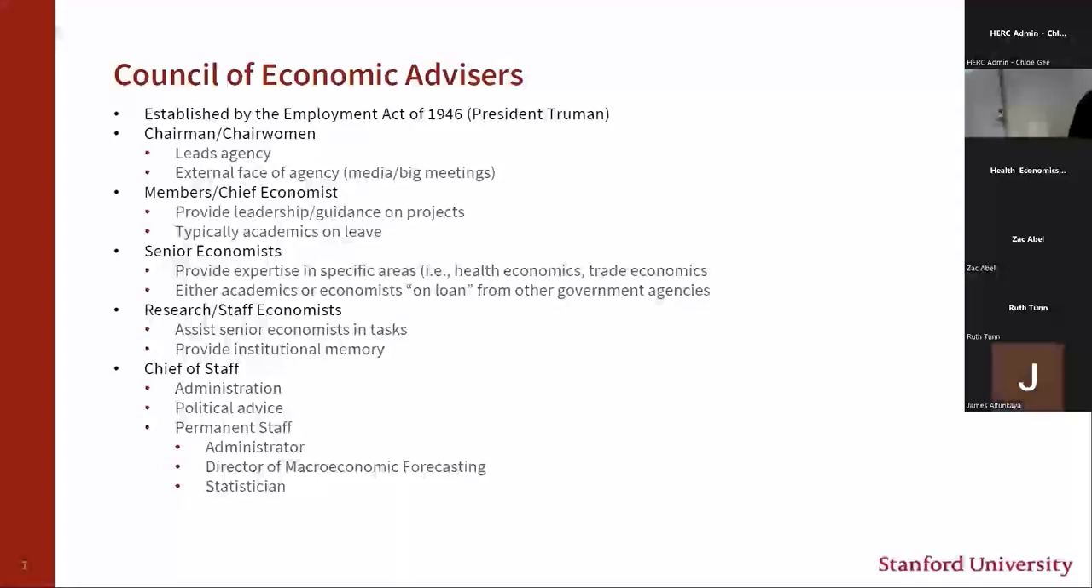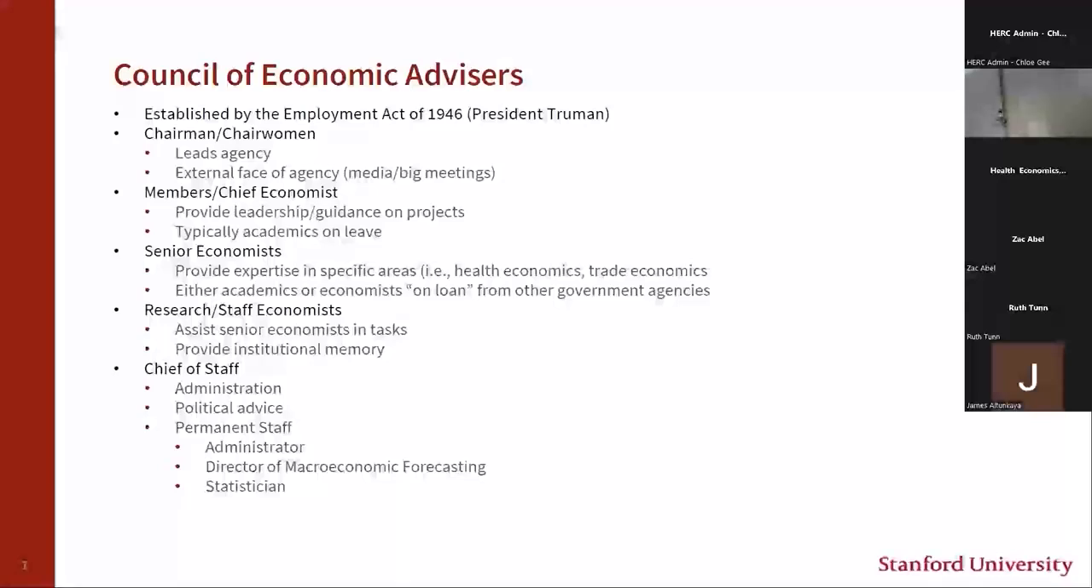And then to help support that work there are research staff, senior staff economists, who are in essence research assistants, right? They're there to help us with those kinds of tasks. I'll talk about this a little bit, but because a lot of people are academics, a lot of the workforce is quite transient.